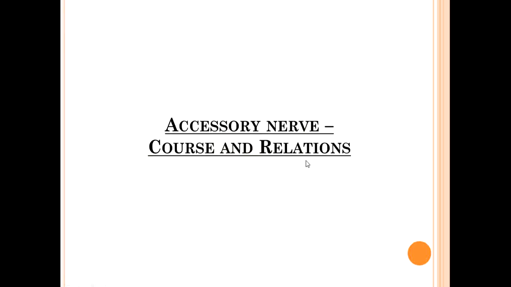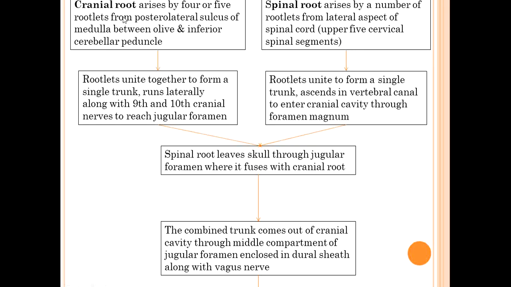Then what is the course of the nerve? So cranial root arises by 4 or 5 rootlets from posterolateral sulcus of medulla between olive and inferior cerebellar peduncle. Okay, the rootlets unite together to form a single trunk, runs laterally along with 9th and 10th cranial nerve to reach jugular foramen. Okay, and at the same time, a spinal root arises by number of rootlets from lateral aspect of the spinal cord, that is upper 5 cervical spinal segment. The rootlets unite to form a single trunk, ascends in vertebral canal to enter cranial cavity via foramen magnum.